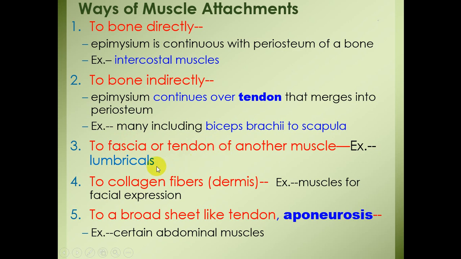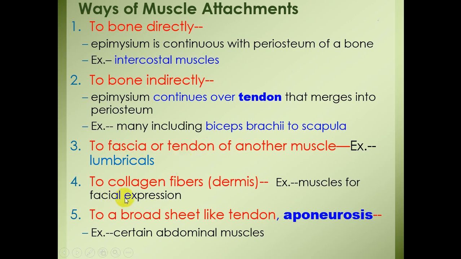For example, the lumbricals: their origin is attached to the flexor digitorum profundus in the upper limb, and the lumbricals in the lower limb are attached to the tendons of flexor digitorum longus. And their insertion is attached to the fascia-like expansion of the extensor digitorum, which is called the extensor expansion. So this muscle fits in both criteria.